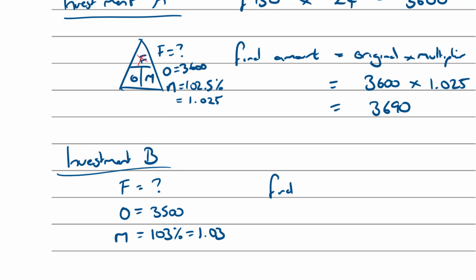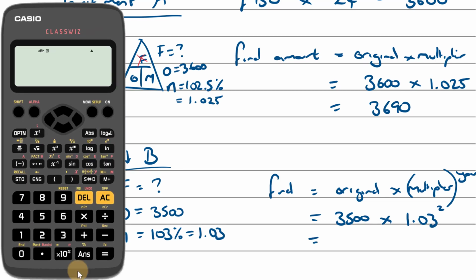So then my final, again, is going to be my original times my multiplier. But because it is compound interest, I'm going to raise that to the power of the number of years that we're going to do it for. So that's going to be 3,500 times my 1.03 raised to the power of 2. Okay, tapping that into the calculator. 3,500 times 1.03 squared, which comes out to 3,713.15.